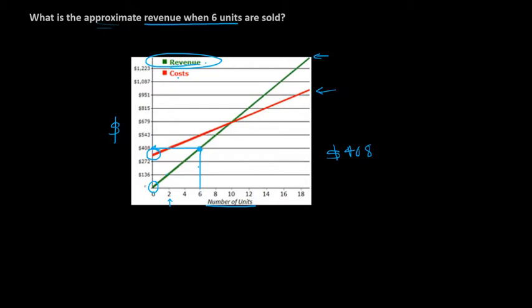So again, the question was, what is the approximate revenue when 6 units are sold? I looked at my revenue graph. I found the point on the graph that represents 6 units, and then I read the y value for that given x value of 6 units, and the y value was $408, so that's my answer. Notice that I didn't mess around with the cost graph at all for this question.